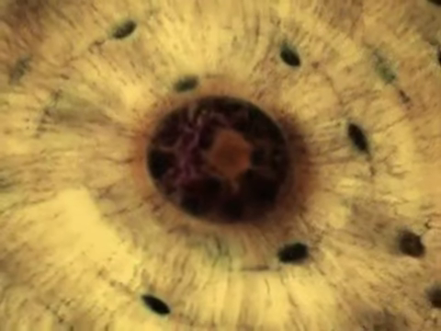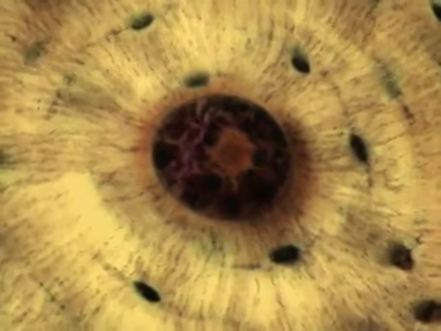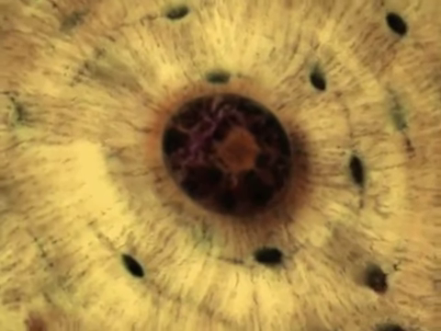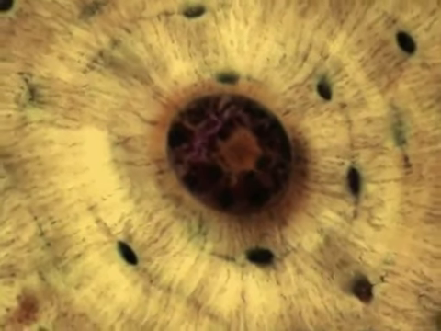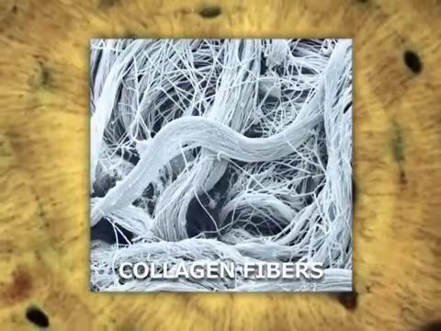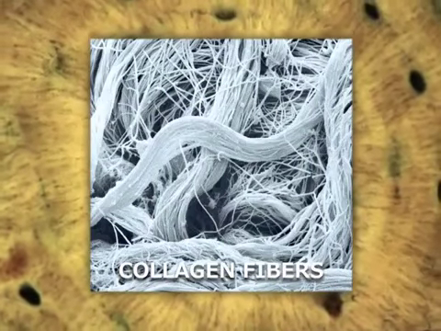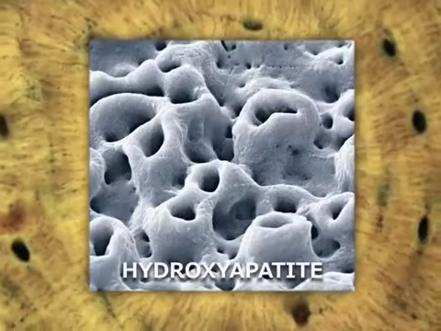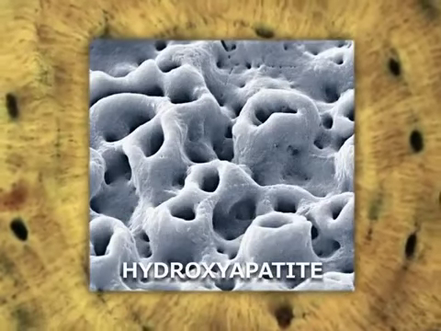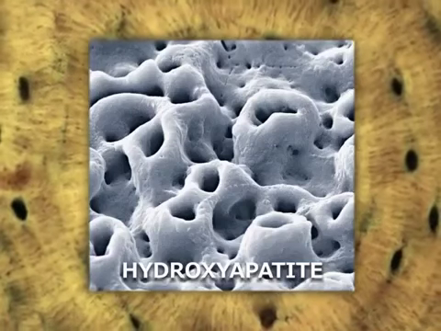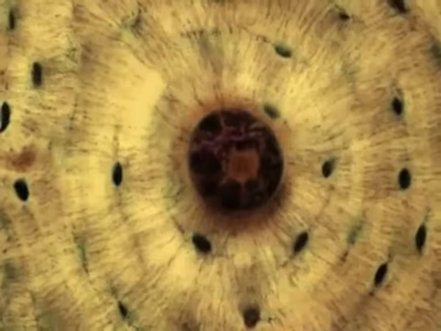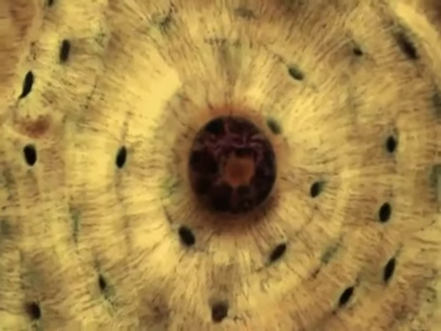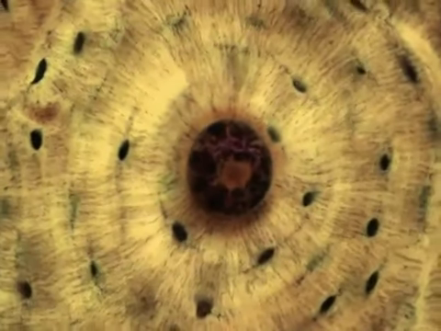Surrounding the Haversian canal are concentric rings or lamellae of what's known as bone matrix, a combination of calcified intercellular ingredients. These ingredients include organic matter, chiefly collagen fibers, as well as inorganic matter in the form of what's called hydroxyapatite, which consists of crystals of calcium phosphate. It is the association of hydroxyapatite with collagen fibers that is responsible for the hardness of bone.